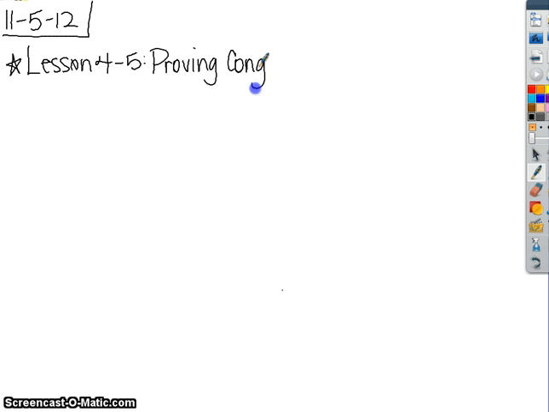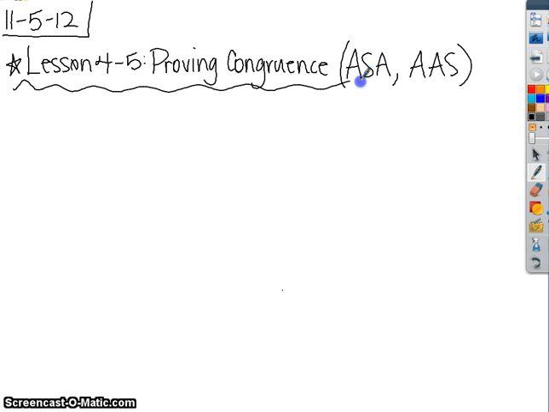Today we're going to continue our discussion on triangle proofs. So if you could take out your blue packets, we're actually going to add 2 more postulates to that. So for today, we are covering lesson 4-5. It's still called Proving Congruence. However, we're going to take a look at 2 different postulates today. We are going to look at ASA and AAS. And if you remember from Friday, the A's stand for angles and the S's stand for sides.